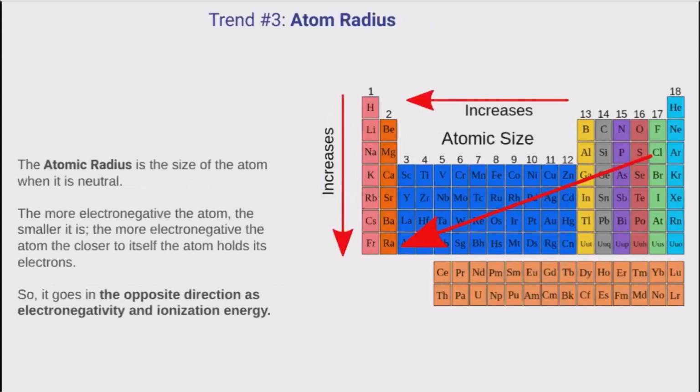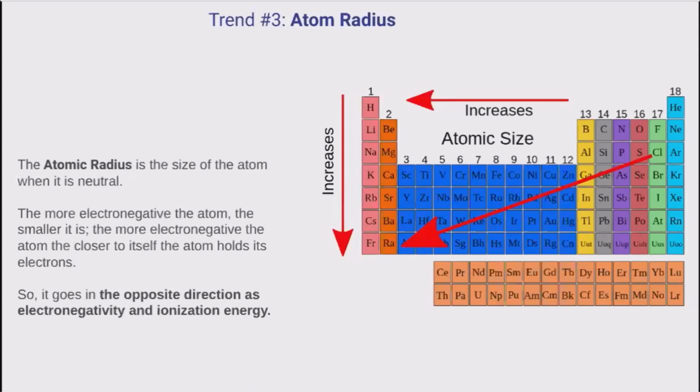All right, so moving on to the next one is atomic radius. The atomic radius is the size of the atom when it is neutral. It goes in the opposite direction of electronegativity. So it will actually increase the more left and the more down you go. So it goes in the opposite direction of the other ones we've learned. It goes in the opposite direction of electronegativity and ionization. And it can sort of make sense why, right?